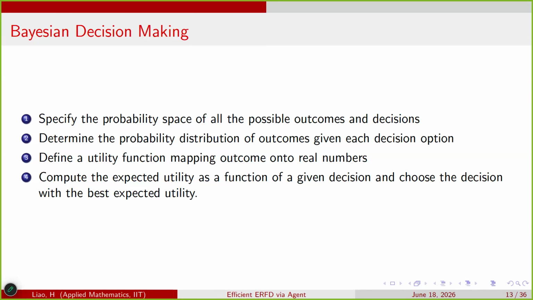So Bayesian decision making basically follows 4 steps. First, we need to specify the probability space of all the possible outcomes and decisions. Then we need to determine the probability distribution of the outcome given each decision option. Then we need to define some utility function mapping this outcome to real numbers. And then we compute the expected utility as a function of the given decision and choose the decision that has the best utility.